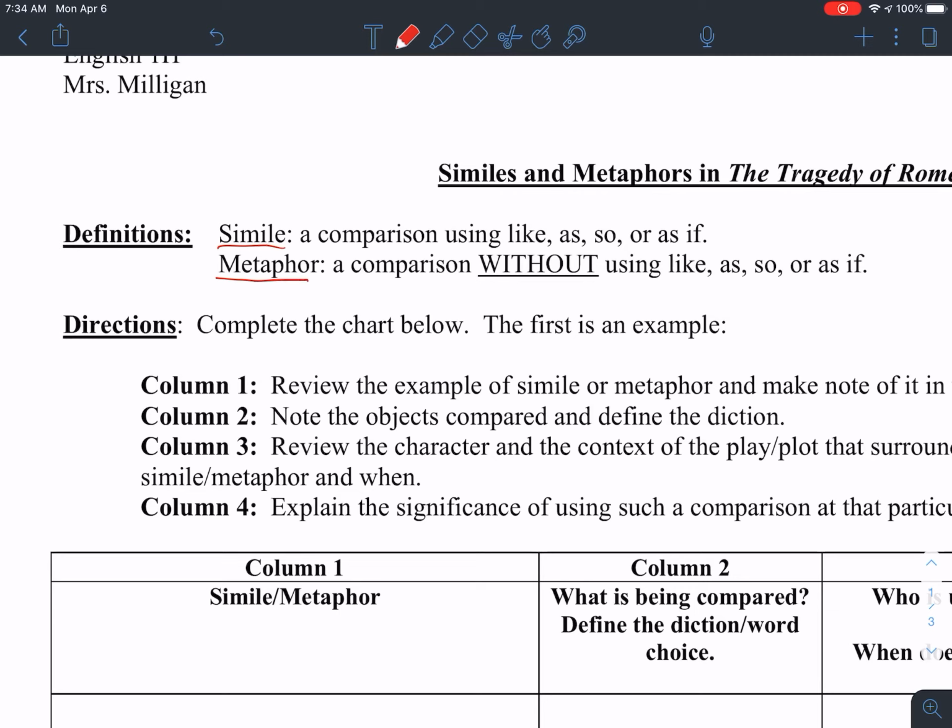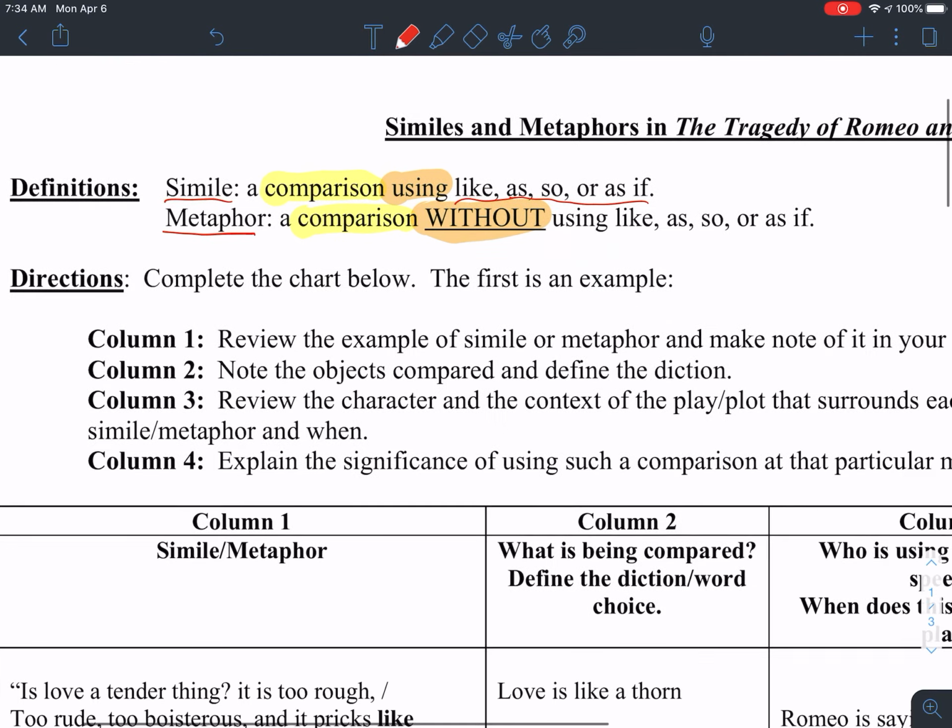And if you come over here and review the definition, I know that you realize they're both comparisons, but there's a difference here. Specifically, similes use like, as, or so, or as if. But when you look here at a metaphor, they're a comparison without using those words. And so I've given you 4 different similes and metaphors that you're going to have to locate throughout the entire play of Act 1 and follow the directions below.